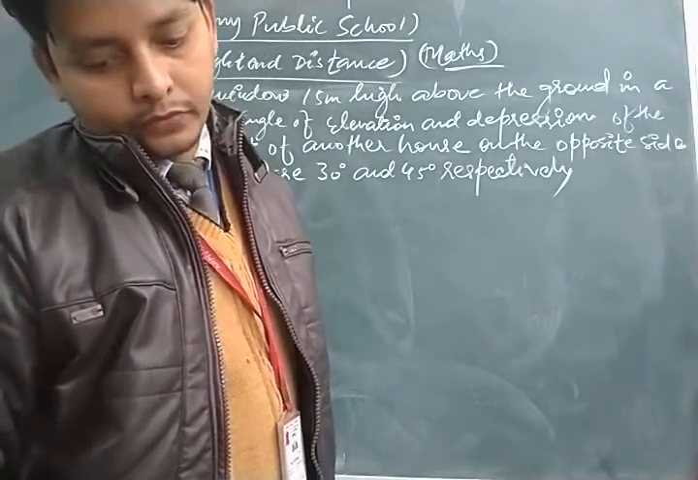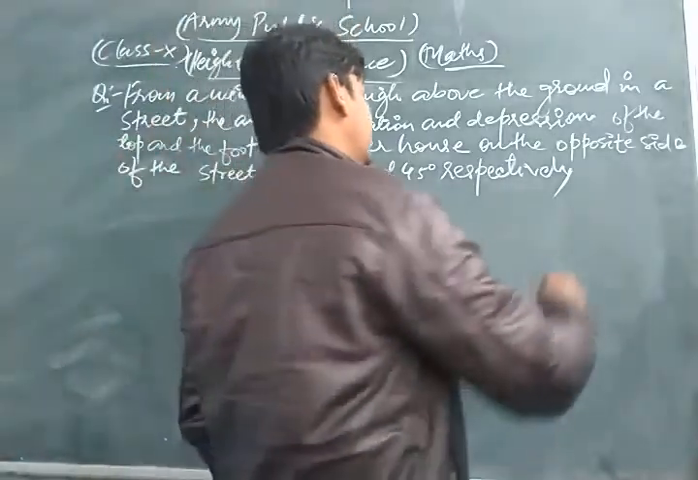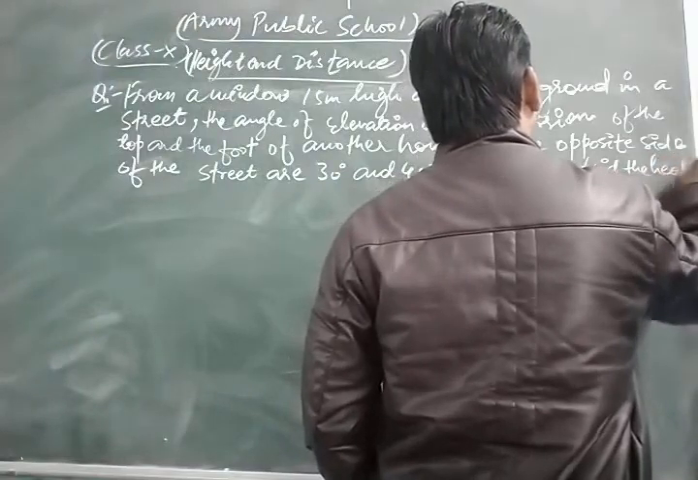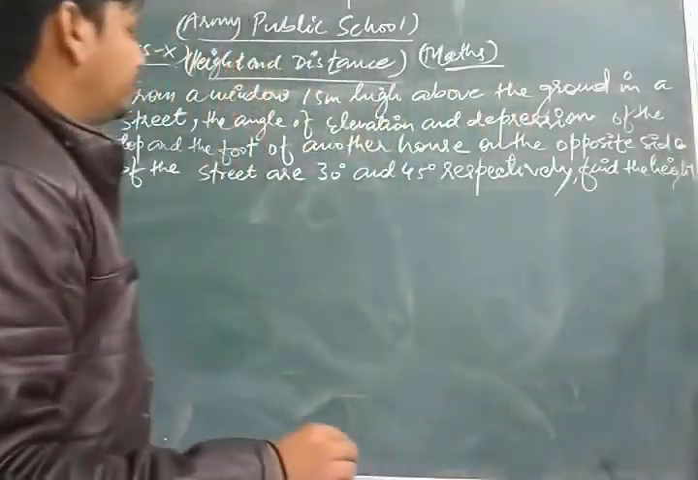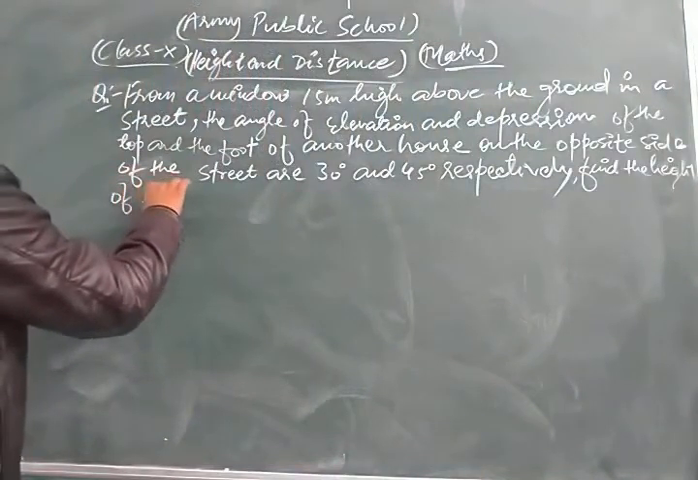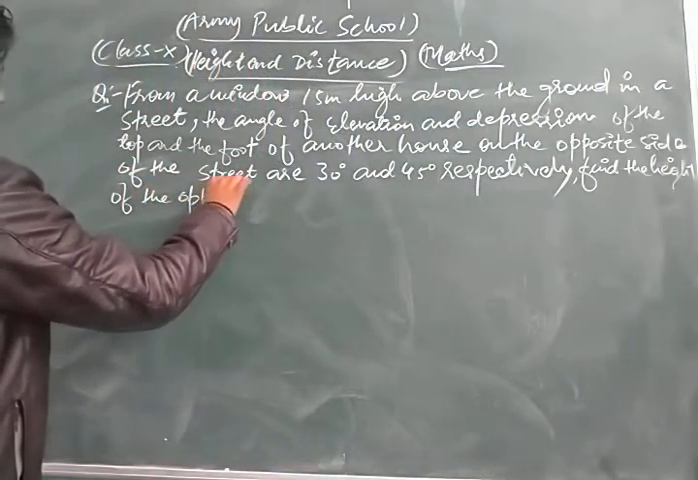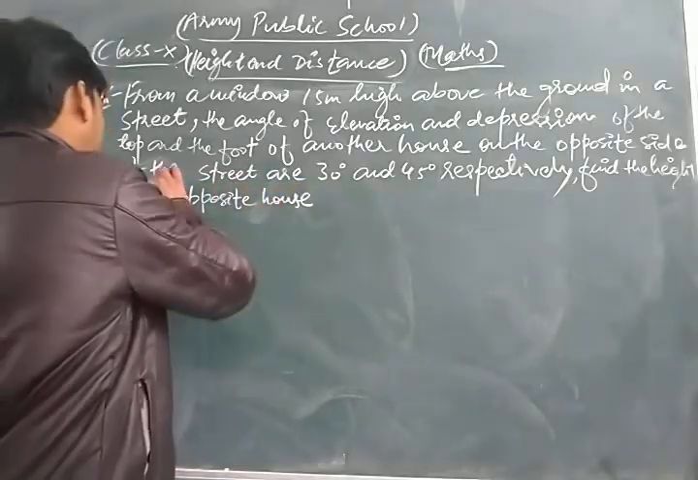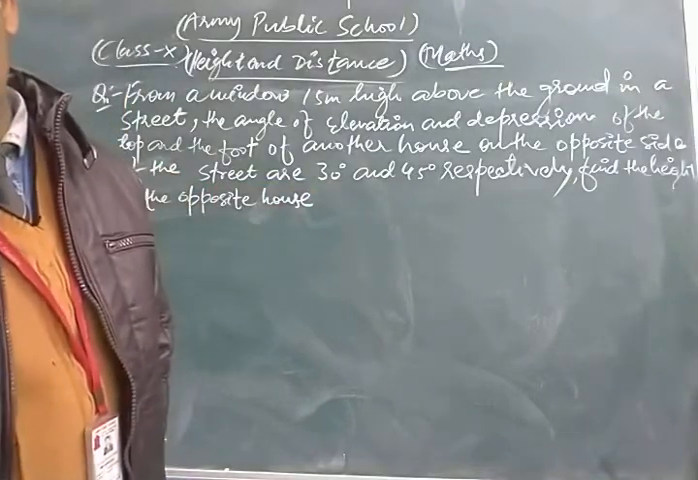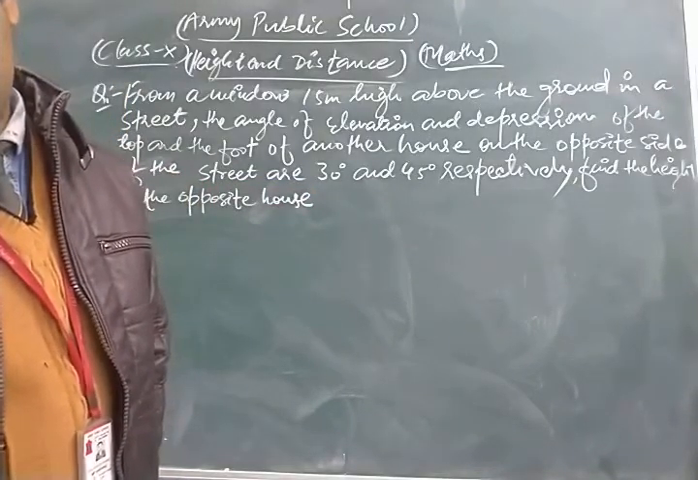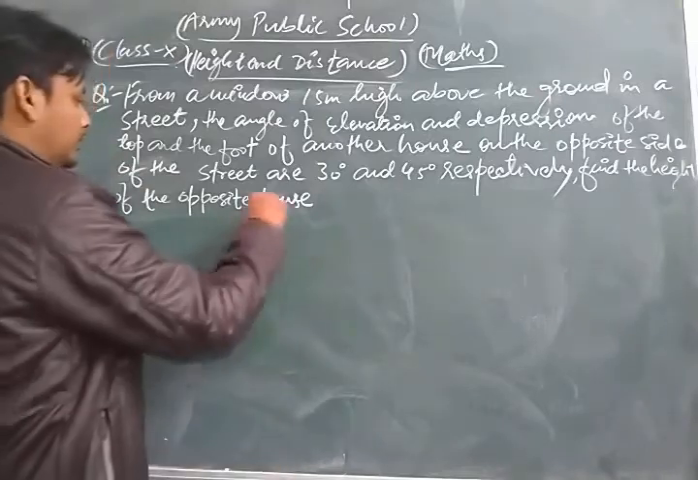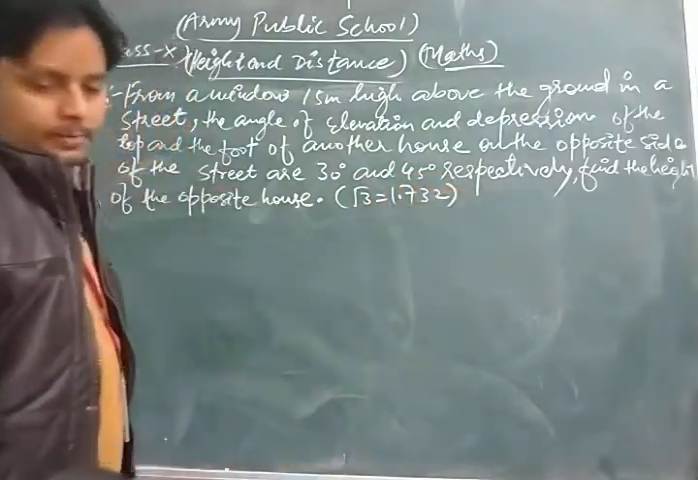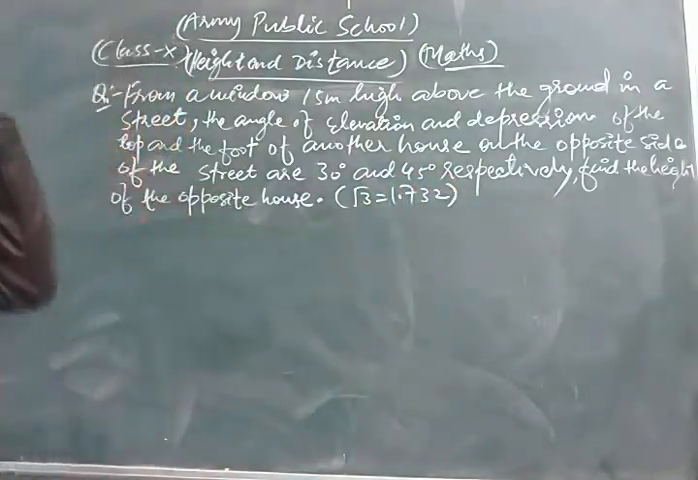Find the height of the opposite house. Find the height of the opposite house. Find the height of the opposite house, and you take the value of root 3 as 1.732.